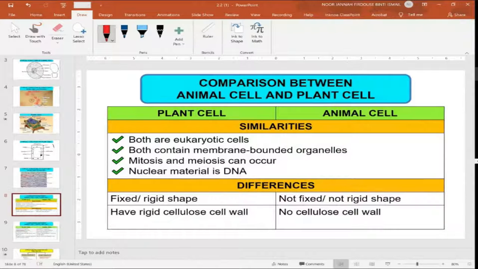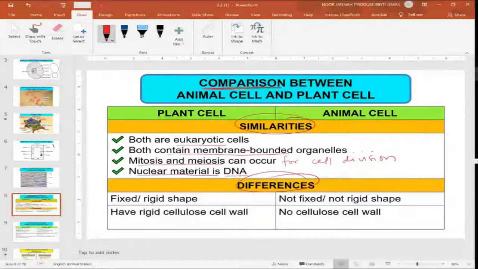We can compare between animal cell and plant cell. When doing a comparison, remember, I will always repeat this: comparison must have similarities and differences. In the final exam you cannot answer in table form like this. This is for notes, a lecture note, not the answer to a question. Similarities: both are eukaryotic cells, both contain membrane-bound organelles, undergo mitosis and meiosis for cell division, and the nuclear material is DNA. While for the differences, plant cell has a fixed or rigid shape.